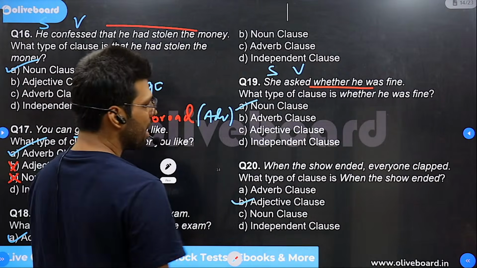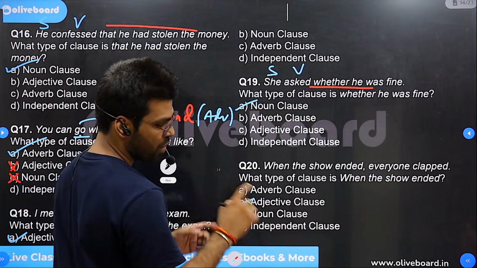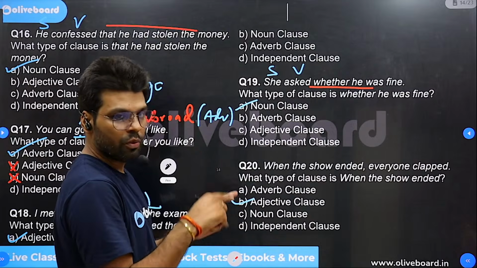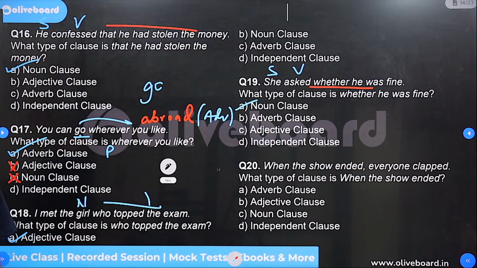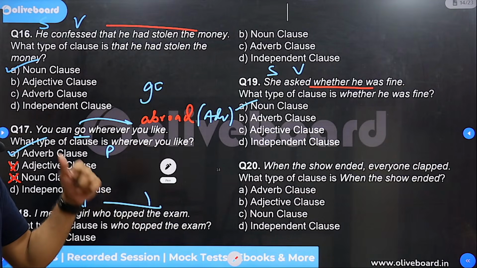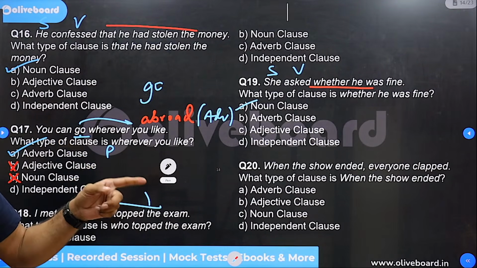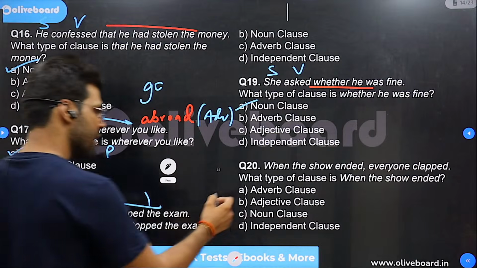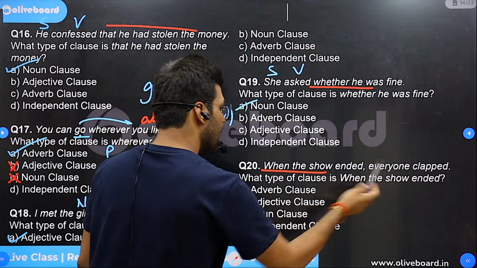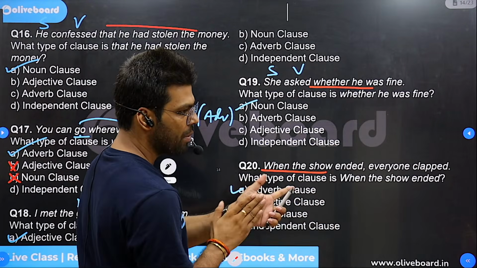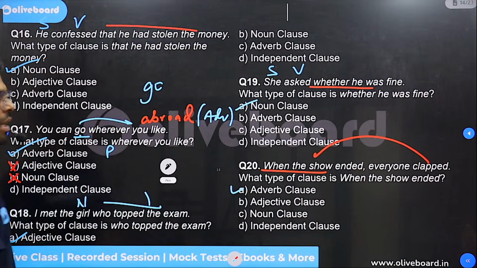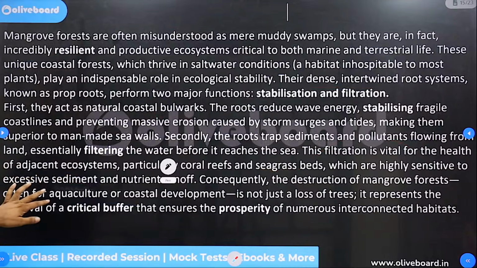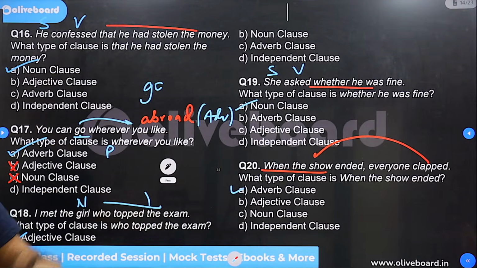When the show ended, everyone clapped. Everyone clapped when? When the show ended. Adverb clause or adjective clause? 20 shouldn't be an adjective clause. No, we are not modifying any noun here. That's an adverb clause showing time. So when did he clap? He clapped when the show ended. When the show ended, he clapped. Everyone clapped. Done. Okay, finishing things now.